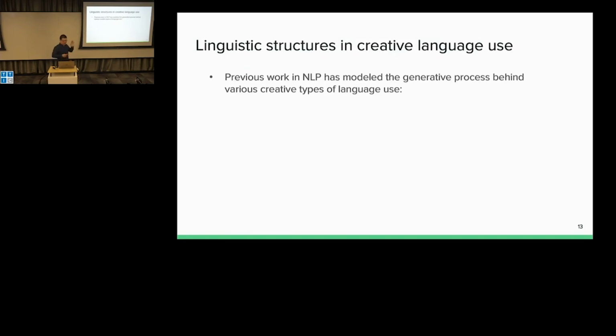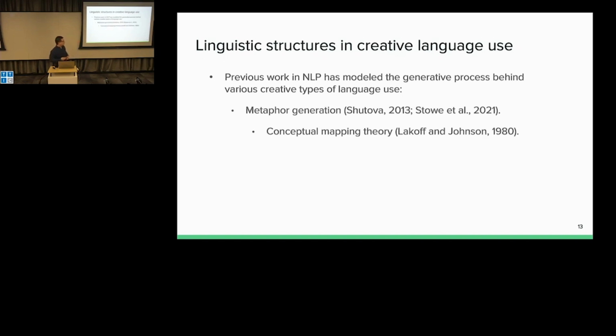Before we jump into how we can do this, let's find some intuitions from previous work where people have injected linguistic structures into modeling creative language use. One example is metaphor generation, which relies on the conceptual mapping theory by Lakoff and Johnson, where you have conceptual metaphors tying a source domain to a target domain. Based on that conceptual metaphor, you realize linguistic metaphors such as they fought against the contract instead of they argued against the contract. And by having this consistency in the way domains are mapped, you can generate novel linguistic metaphors, such as they defended the contract instead of they explained the contract.